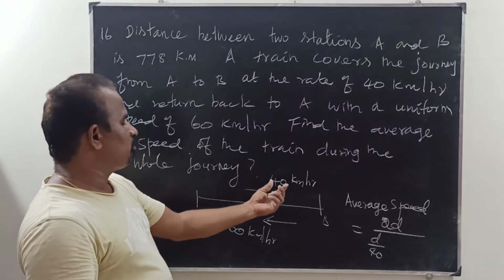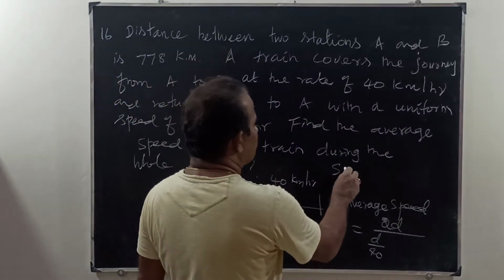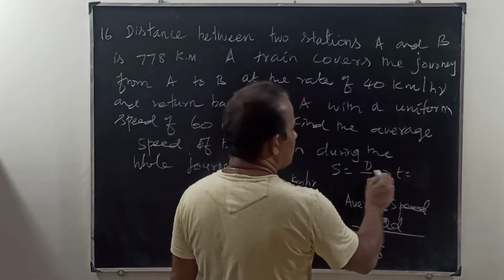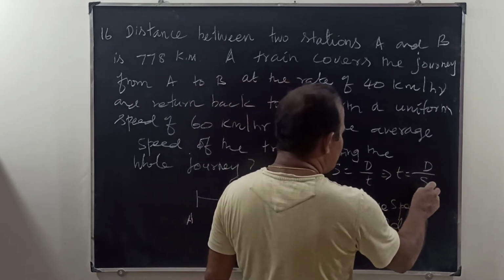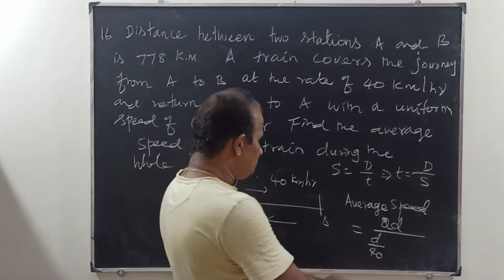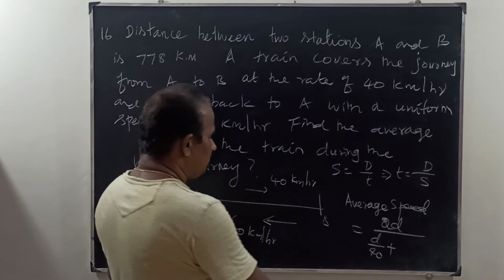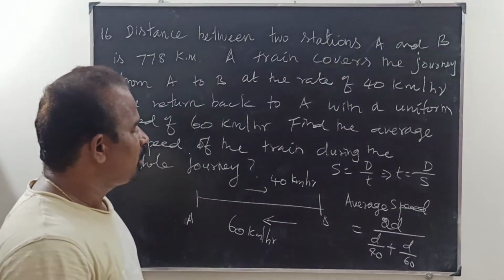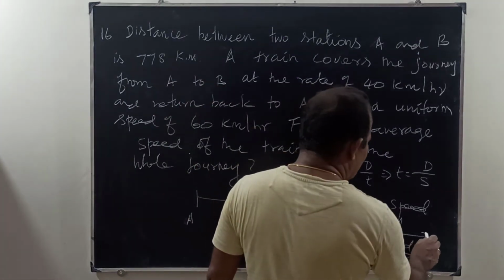Time is equal to distance by speed, because speed is equal to distance by time. So time is equal to distance by speed. Distance is D, speed is 40. Similarly here D divided by 60. So all the D will be cancelled.